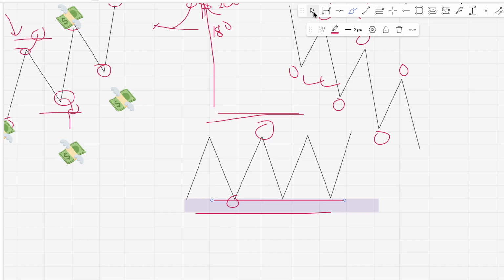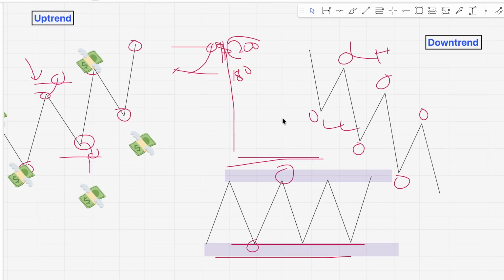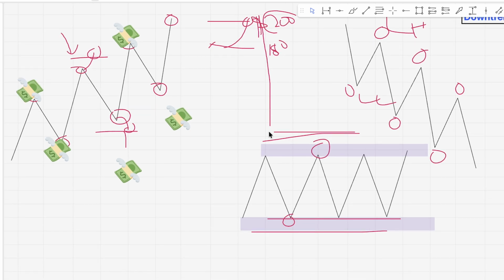So basically, this is the location of liquidity for a ranging market or consolidation. I hope this is well understood. For a ranging market or a consolidation, you're going to see that people buying from the bottom have their stop loss here. So this place is a pool of liquidity, a pool of stop losses. Right here too is a pool of stop losses.